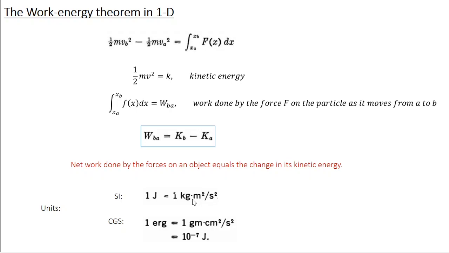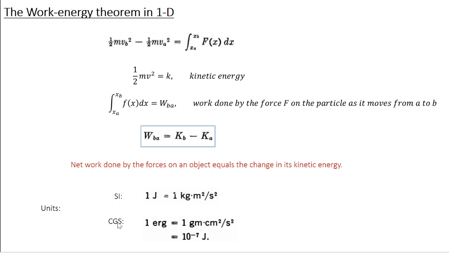So how do you derive the unit? Basically, you take the simplest relation about the concerned parameter. In this case, we are talking about work. Work is force into distance. And what is the simplest relation for force? Force is mass into acceleration, right? So the unit of mass is kilogram, the unit of acceleration is meter per second square. So you have kilogram meter per second square multiplied by distance whose unit is meter. Thus you get the unit kilogram meter square per second square. This is the SI unit.